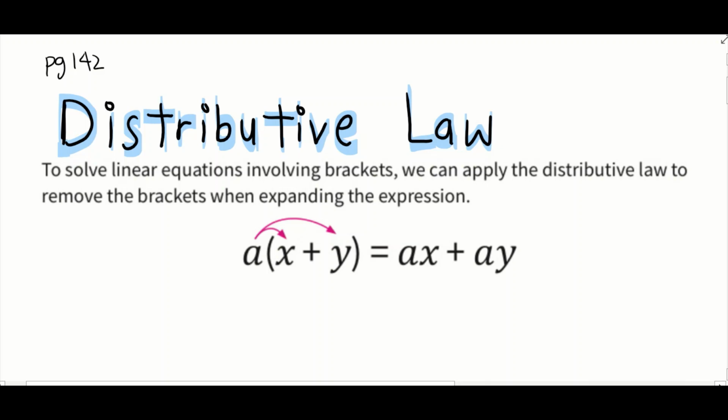What we have done so far. Okay, we have done the rainbow method, also known as expanding. Expanding means I will see a bracket. When I see a bracket, I will multiply.